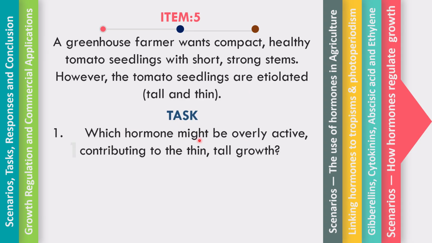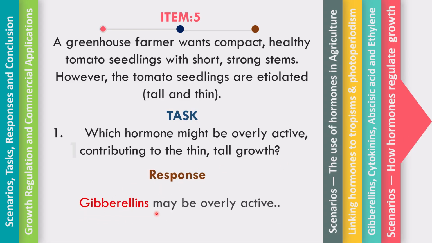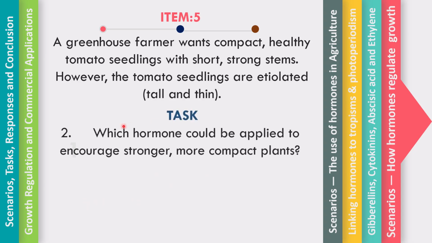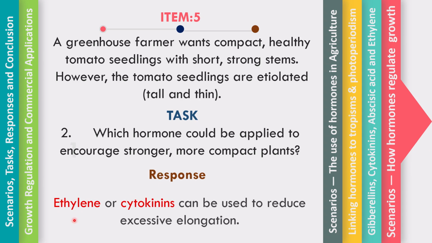Which hormone might be overly active, contributing to thin, tall growth? Gibberellins may be overly active. Which hormone could be applied to encourage stronger, more compact plants? Ethylene and cytokinins can be used to reduce excessive elongation.